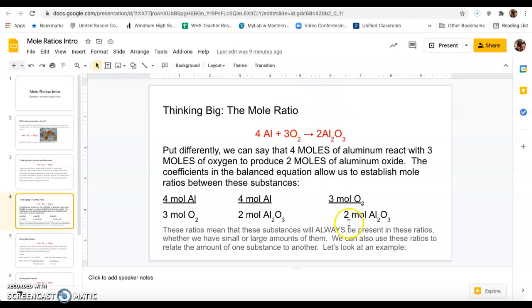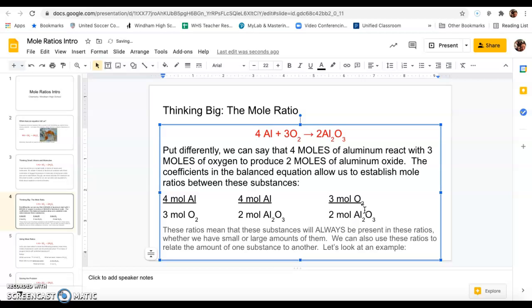Now, a mole ratio is nothing but a fraction. And this fraction relates these 2 substances. For example, we could say that for every 4 moles of aluminum, we would require 3 moles of oxygen. Whether we have a very large amount or a very small amount of aluminum, the ratio between aluminum and oxygen will always be 4 to 3, as long as we're talking about this in terms of moles. Similarly, we'll always have a 4 to 2 ratio between the moles of aluminum and the moles of aluminum oxide, our product, and we'll always have a 3 to 2 ratio between oxygen and aluminum oxide.